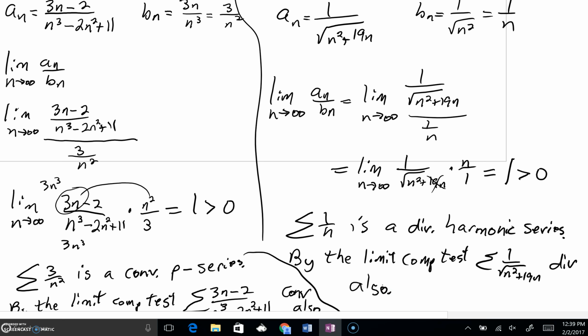Notice that this is the work that is expected. Even on the AP exam, you don't just simply say, yes, it diverges. You have to show the comparison that is being made. You have to show the limit. You also have to name the test that you are using. And that wraps it up. Good luck.